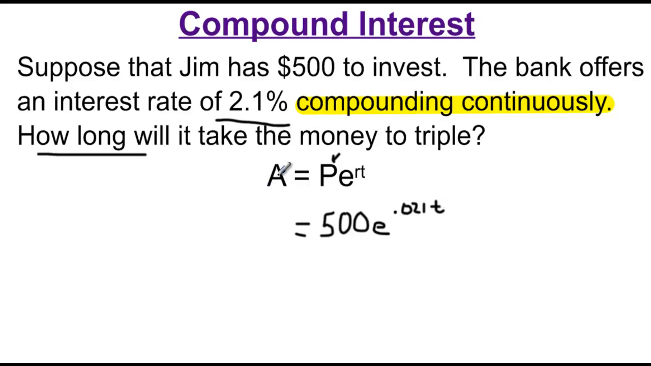The thing that we have it equal to, the A value, is the amount of money we would like in the end. In this case, we want the money to triple. I start with $500. If I triple that amount, it would be $1,500. Now we'll use this equation and solve for our variable in question, which is t.